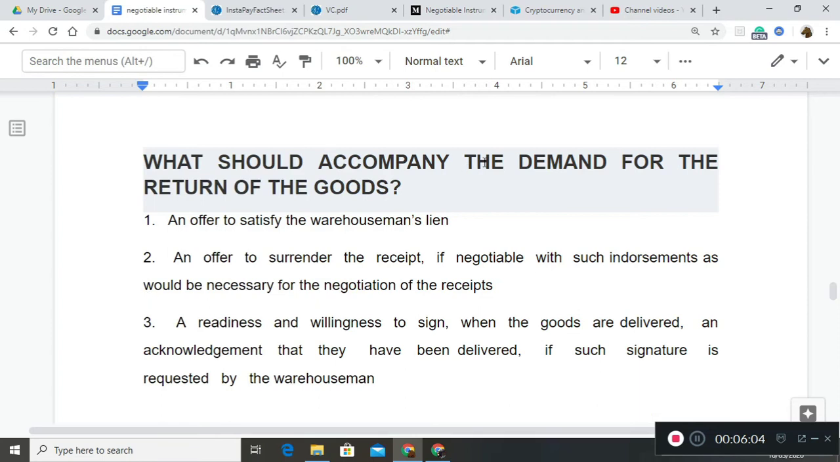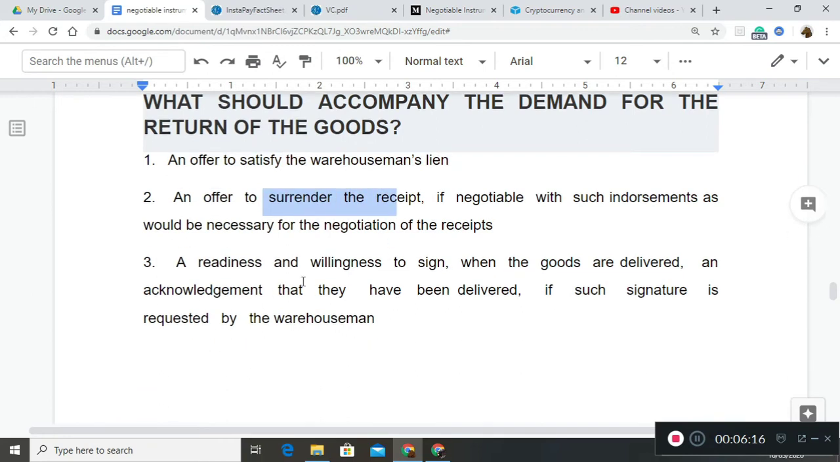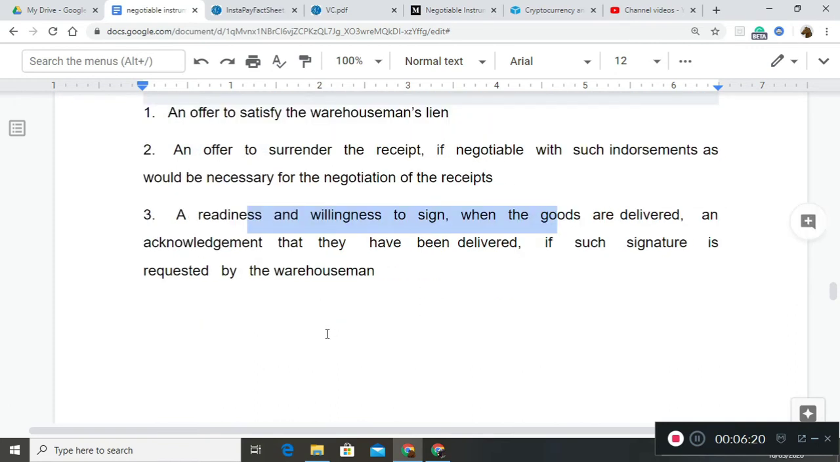What should accompany the demand for the return of the goods? An offer to satisfy the warehouseman's lien, an offer to surrender the receipt, readiness and willingness to sign when the goods are delivered.